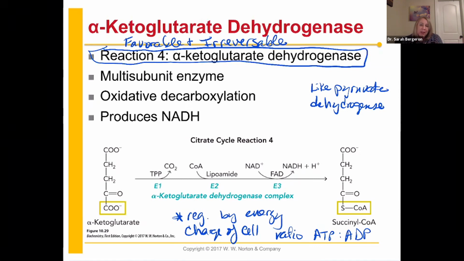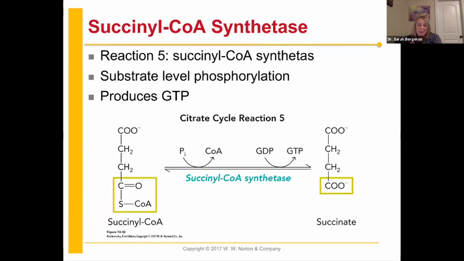Now our Succinyl-CoA, now that we have our CoA molecule attached on there, now we're going to be able to go through and actually produce an energy storage molecule, right? We're going to take that and we're going to go produce GTP. So our reaction 5 is Succinyl-CoA Synthetase. Sorry about that. And this is a substrate level phosphorylation, right? Because we're going to take a phosphate group that's floating around, and we're going to stick that onto GDP to make GTP. So we're going to go from Succinyl-CoA to succinate.